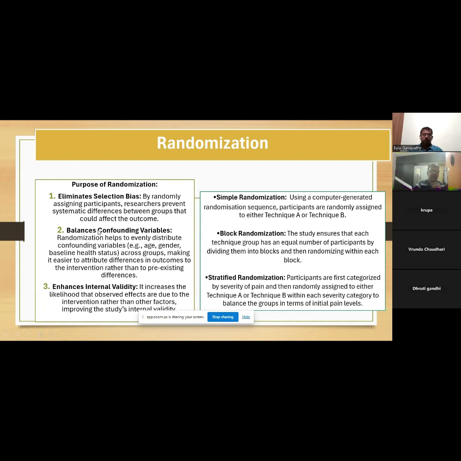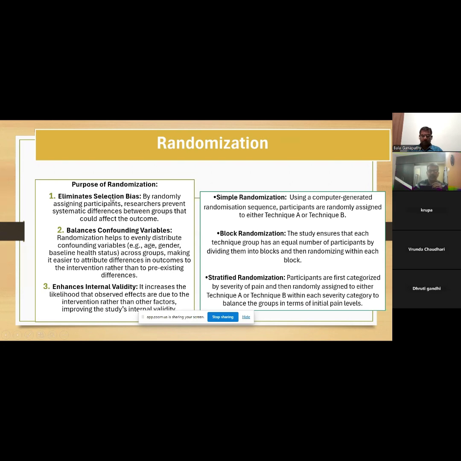Randomization eliminates selection bias, balances confounding variables, and enhances internal validity. If we don't achieve these 3 things, then that particular research will not be considered a randomized control trial, or a true experimental design. Even after the data collection, your research is going to be a scrap. You cannot generalize the results, because you lost the internal validity of the design. You have not controlled the confounding, you have not overcome the selection bias.